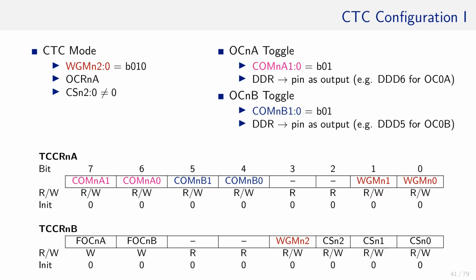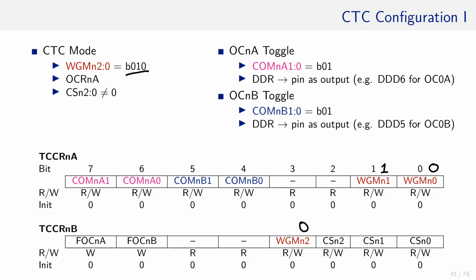To activate the CTC mode, the WGM bits need to be set to 010 in binary format. That is, WGMn2 and WGMn0 are set to 0. These are these two bits. And WGMn1 is set to 1.